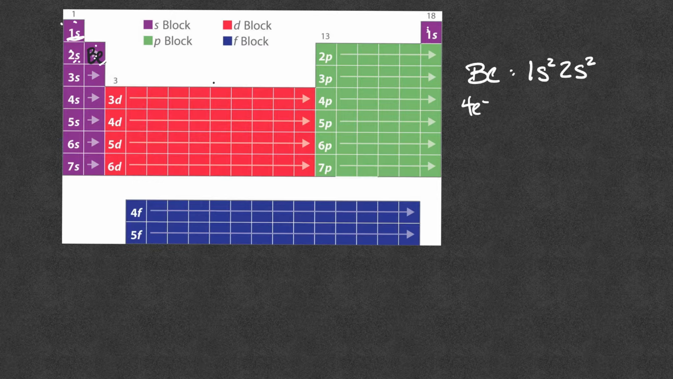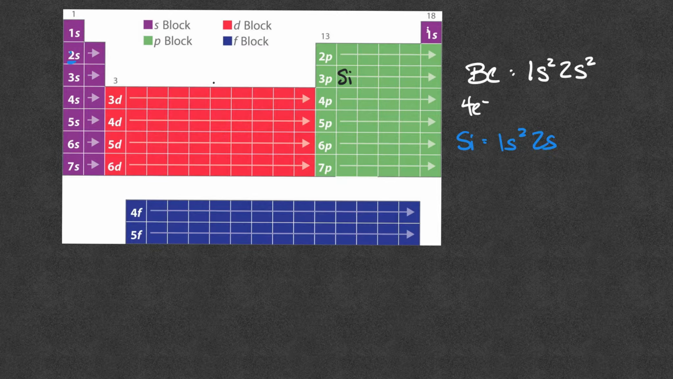Okay, let's look at another one, one that's a little bit harder. Silicon sits here. So you write the electron configuration for silicon. Once again, you start from the top left and you work your way all the way through until you reach silicon. So you have 1s. How many? 1, 2. Then you have 2s right here.